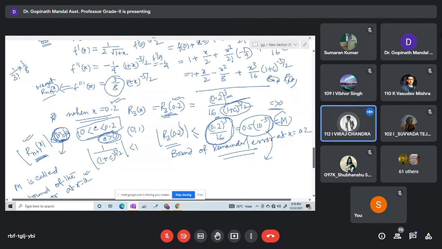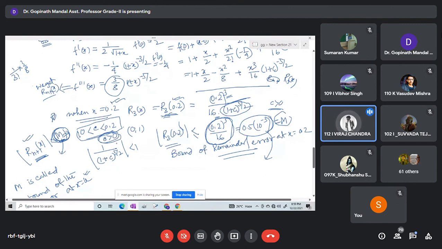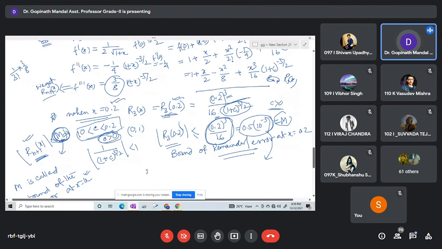Sir, we said that c belongs to 0 to x, like we wrote last time. So if x belongs to minus 1 to 1, then c has to be greater than 0. That's the condition, right? Okay, sir. If x belongs to minus 1 to 1, then we can take x equal to minus 0.5 also.